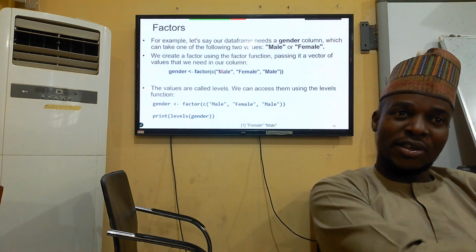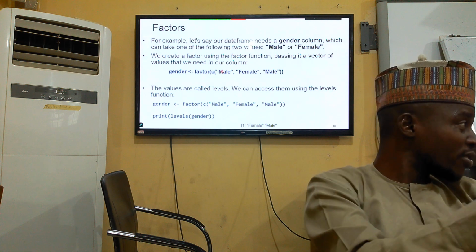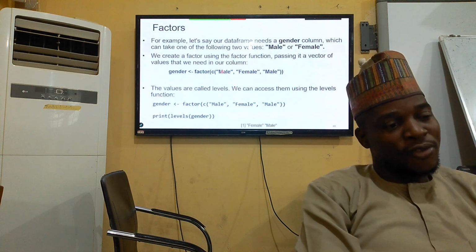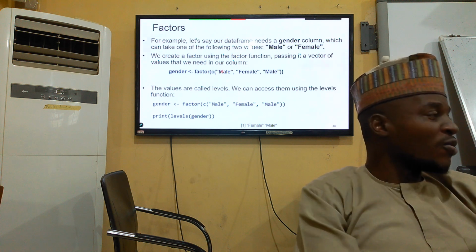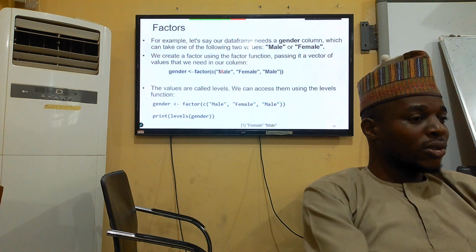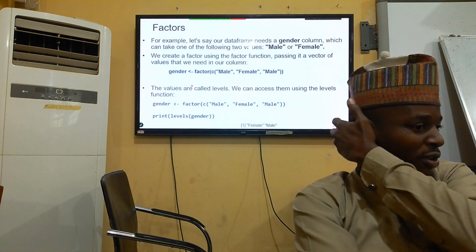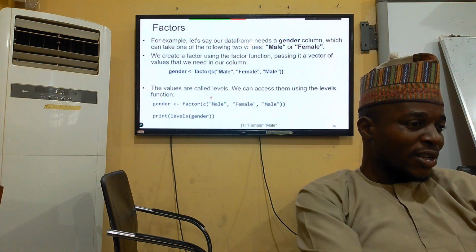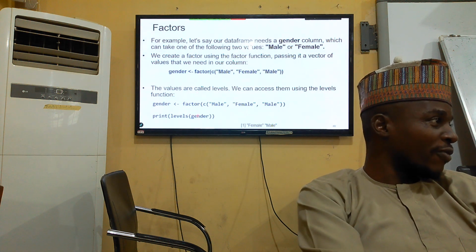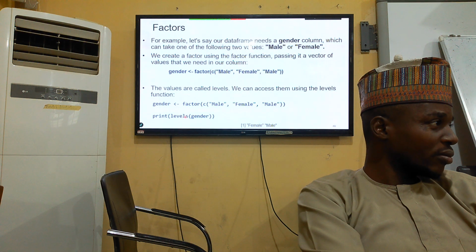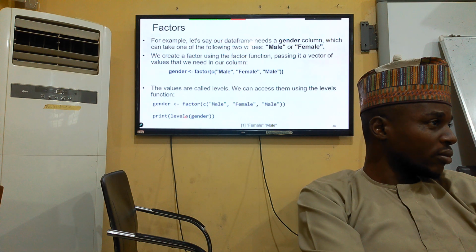So we can have a vector that has 10 entries, but we know it can only contain either male or female. And how do you get the values in that vector? The values are called levels, which you can access using levels. If you want to get the levels of a factor, you can just use levels. You understand?